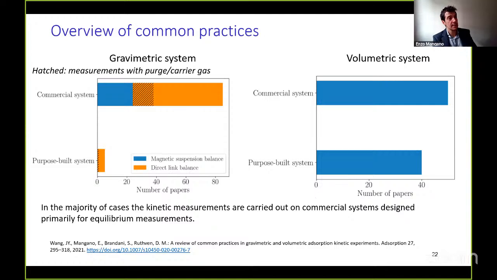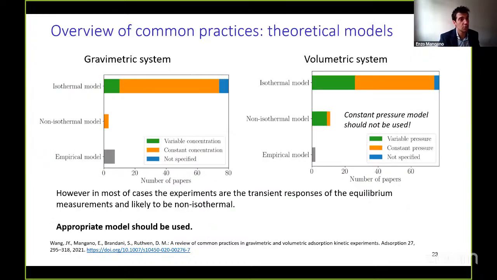All right, so the first simple overview of the gravimetric and volumetric systems. The majority of the gravimetric systems are commercial. This is essentially due to the complexity of building a balance compared to the complexity of designing and building a volumetric system, where the split between purpose-built and commercial systems is almost 50-50. The majority of the systems, as I mentioned, are designed for equilibrium measurements. As for the model used, the vast majority of systems, both gravimetric and volumetric, assume an isothermal model. A small proportion uses a non-isothermal model, and then very few use empirical models.